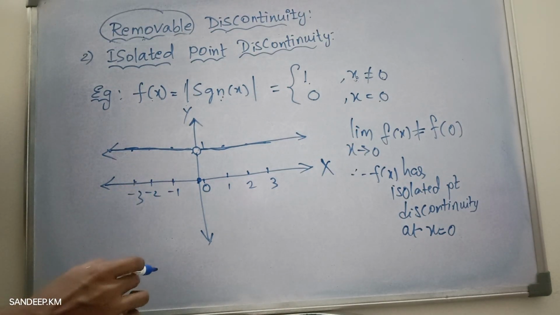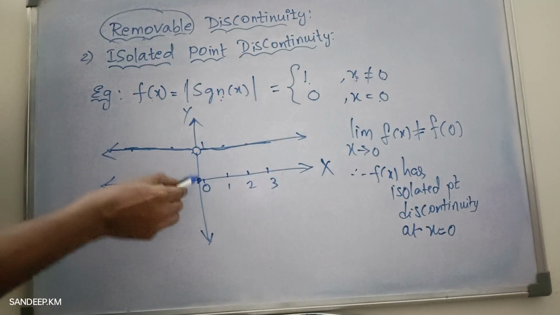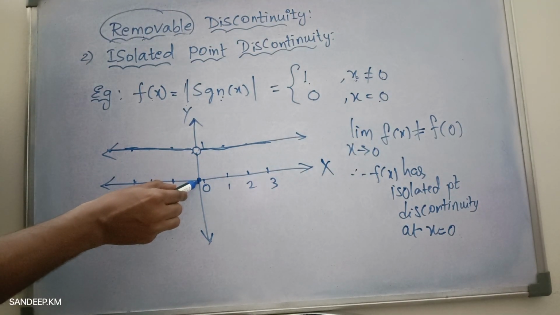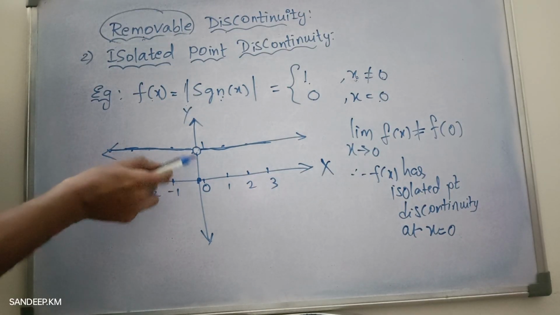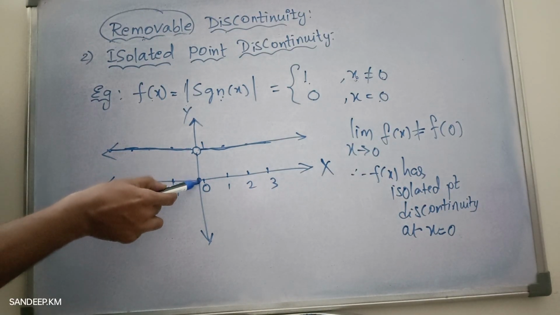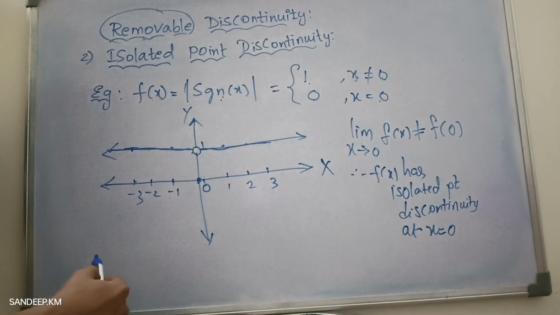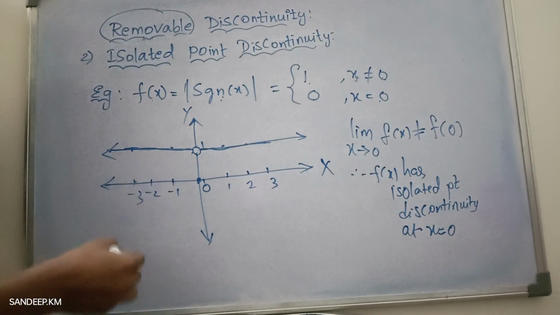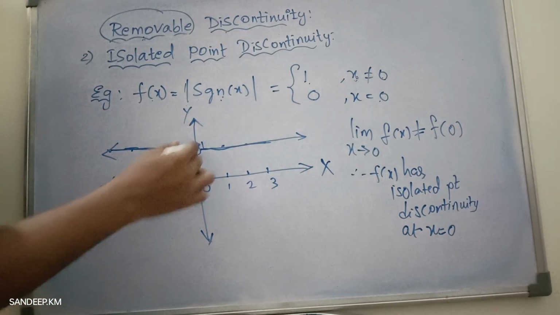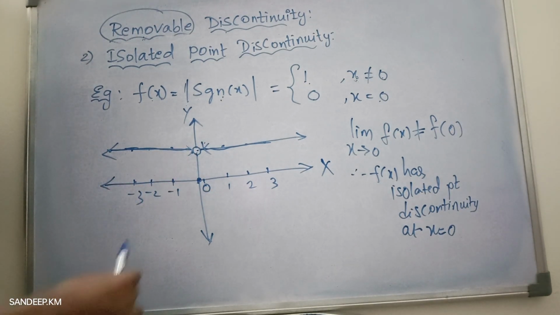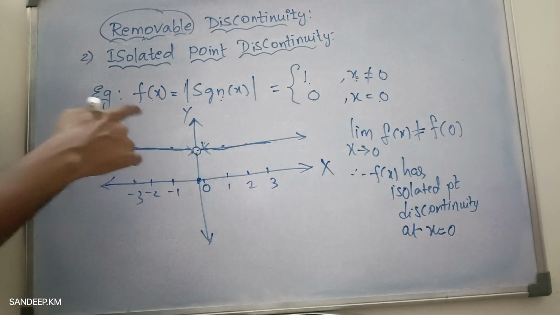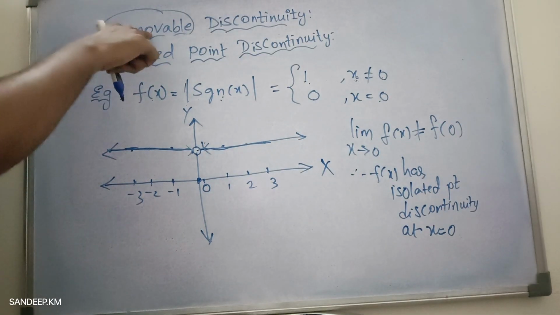And please observe one thing. Here only this output point is isolated. Isolated means separated from here, correct or not? So only this particular point is separated from here, isolated. That's why this discontinuity is called what? Isolated point discontinuity. I hope it's clear. Okay, now in this case, the left hand limit is approaching 1, the right hand limit is approaching 1, but the value of the function is not 1, it is 0. So this type of discontinuity is called isolated point discontinuity, and this is why this discontinuity is also called as removable.